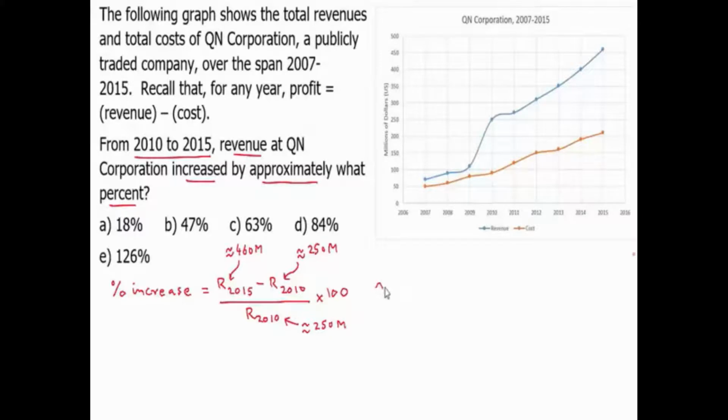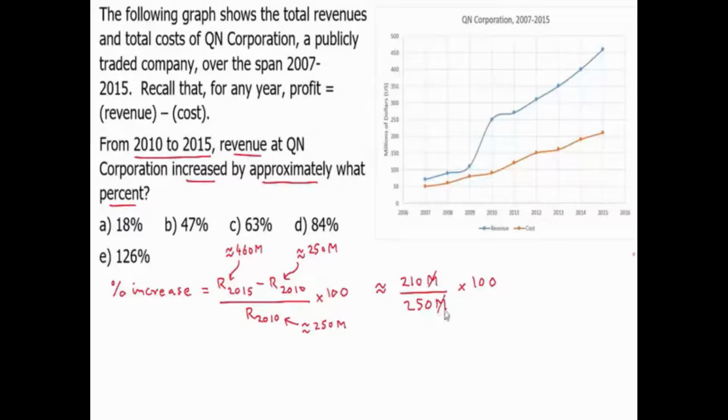So the percent increase in the revenue is almost equal to 460 minus 250, which is $210 million, over $250 million, times 100.